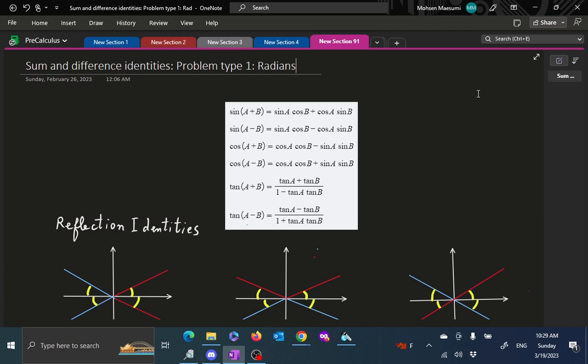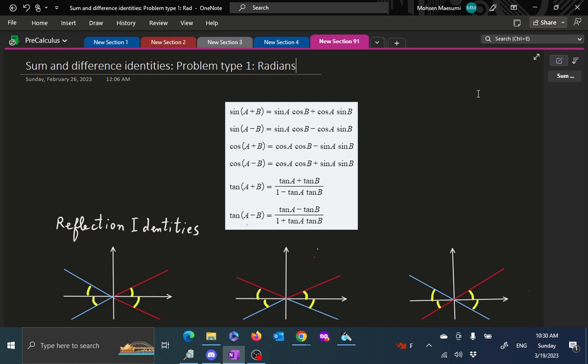Topic today is sum and difference identities, problem type 1, radians. Last time we did similar problems in degrees, and the only difference for this lecture is that the angles that are given are in radians. Of course, a simple thing you can do is to convert your radians into degrees and then continue with whatever we were doing in the previous lecture. So that is one option.